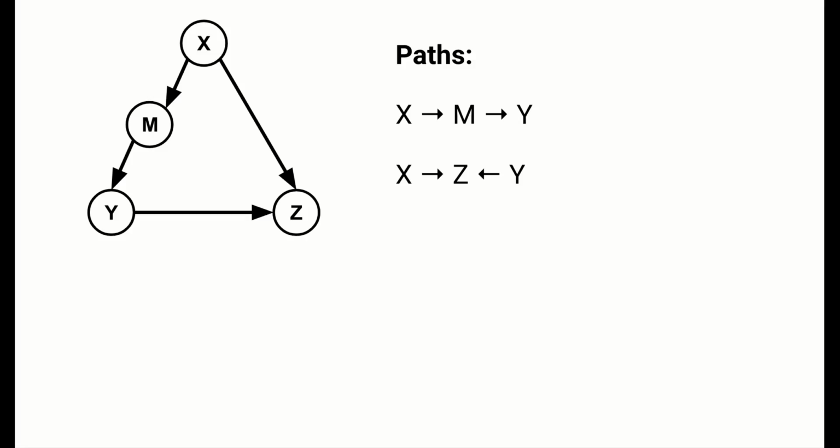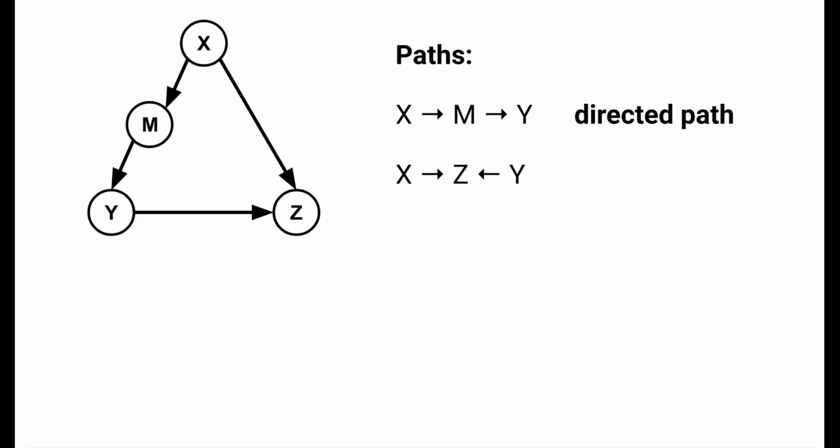A path between two nodes, x and y, is a sequence of nodes that starts with x and ends with y, such that there's an edge between consecutive nodes on the path. So in this graph, x-m-y and x-z-y are the only two paths from x to y. When people write paths in text form, they tend to write them in a single line of text like we've done here, with the arrows pointing either left or right as indicated by the graph.